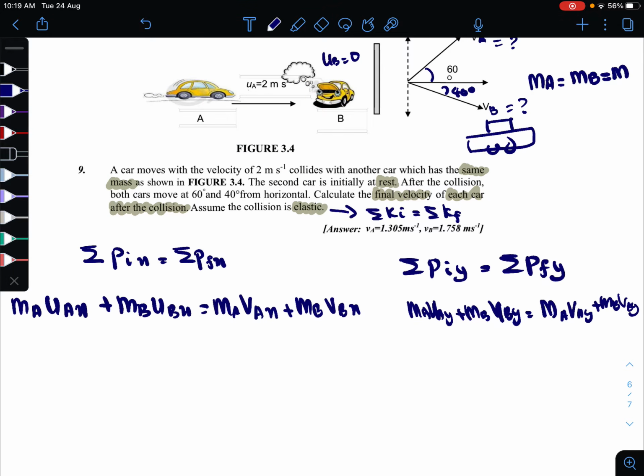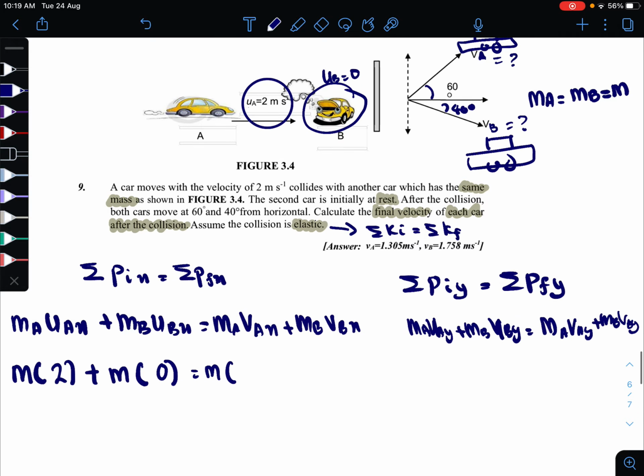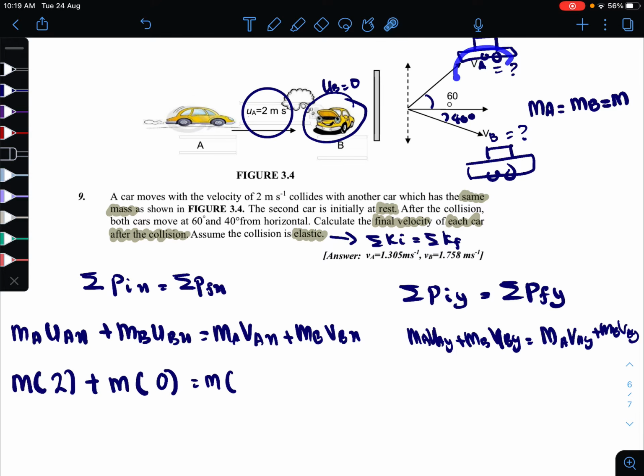Okay, so what we are going to have here is the mass A adalah M. U along X adalah this one because it is moving to the right here. So which is along X, 2 plus with M. Your second car is at rest, so 0. So equals to MA kita dekat sini adalah M. VA along X. So we know VA is an unknown here. Okay, kalau VA along X, dia duduk sini. VA cos 60. So I'm going to substitute VA cos 60 here.